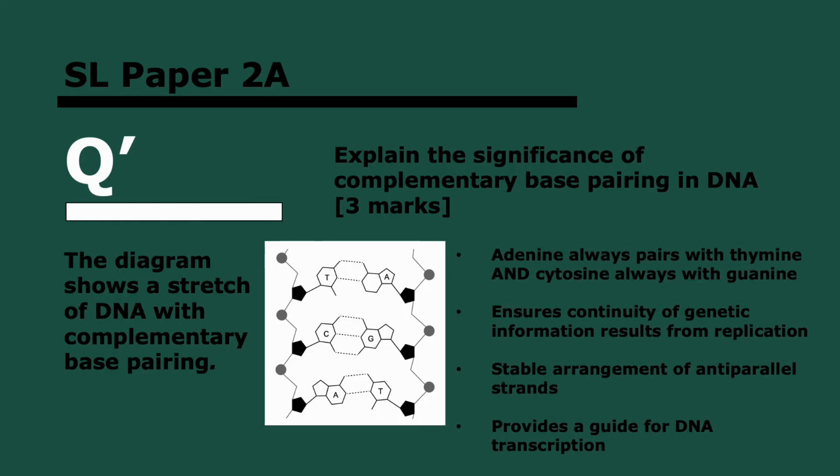Well, again, as I said, you get a mark for saying that adenine pairs with thymine and cytosine pairs with guanine, which is explaining, right, what complementary base pairing is. And then in terms of its significance, well, firstly, it ensures continuity of genetic information from replication. So this is very important.